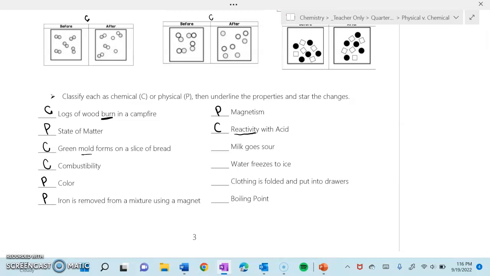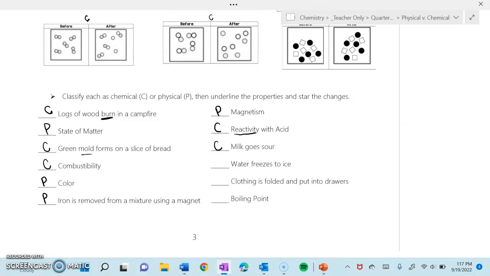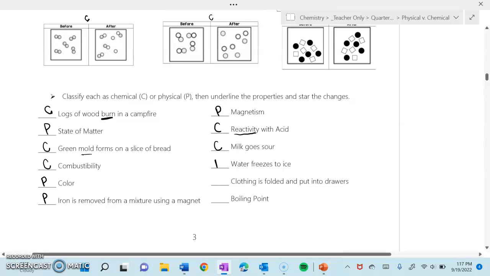Milk goes sour. Well, we've got a precipitate that forms. If you've ever had chunky milk, gross, and it probably smells, tastes different, you probably wouldn't want to drink that. This would be a chemical change. Water freezes to ice. Water as a liquid is same as water as a solid, except for the temperature. But no reaction has occurred. It's still H2O. That's physical change.